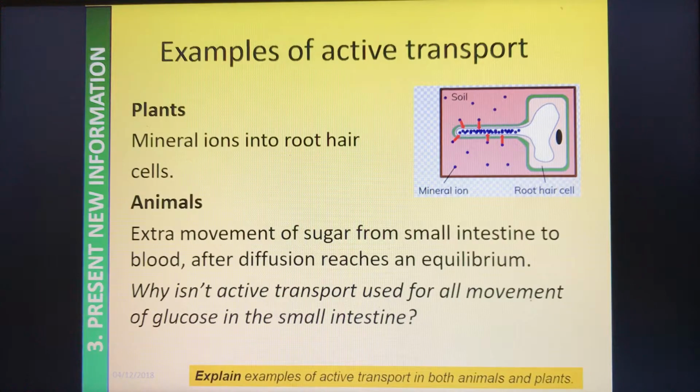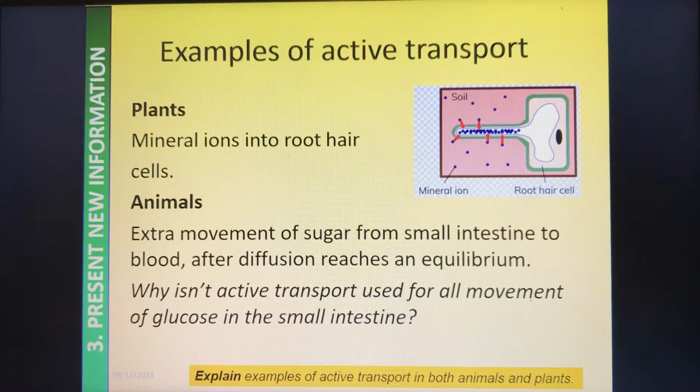So in the root hair cell there are no chloroplasts because it's underground, so there's no light being absorbed, so there's no need to waste any space in the root hair cell with chloroplasts. There are, however, lots and lots of mitochondria providing that energy for active transport to occur.